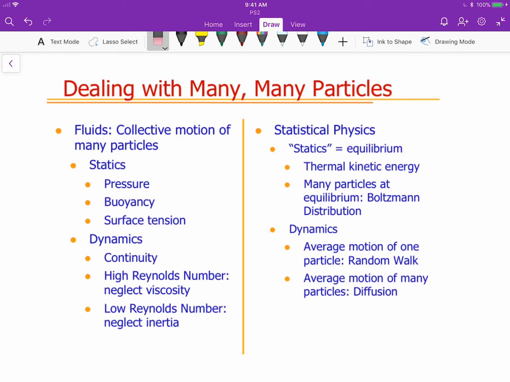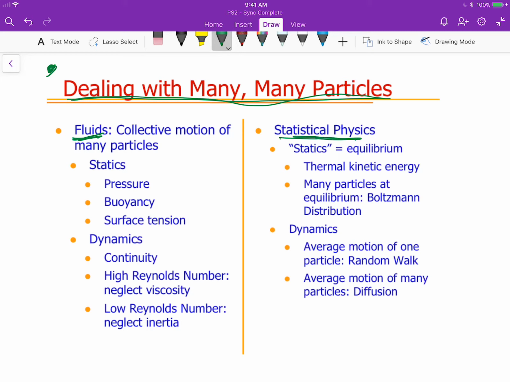All right, so we dealt with the situation where we just have some point particle, but now we're going to deal with many, many particles. And there's two basic worlds in which we were describing many, many particles. One was fluids, and one was statistical physics.